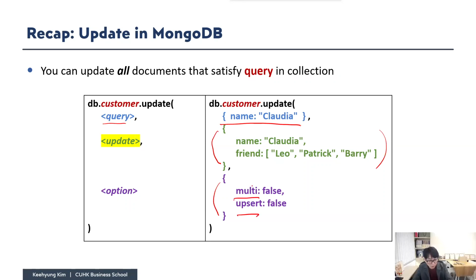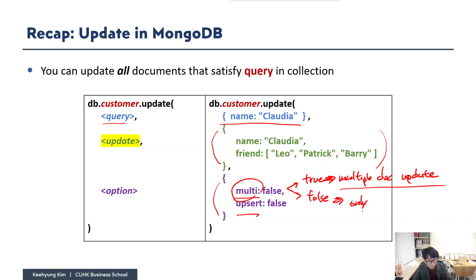If multi is true, you allow multiple document updates. So multiple documents that satisfy your query will be updated. If you specify multi as false, only the first matched document will be updated. Only the first document that matches your query will be updated.